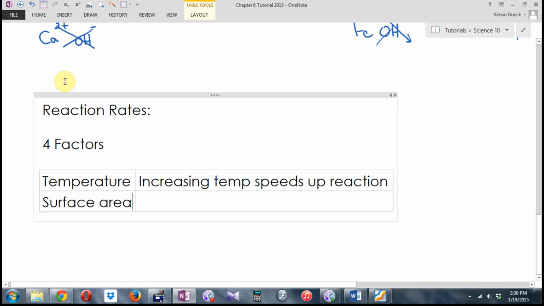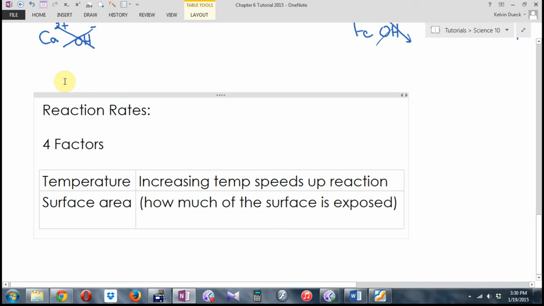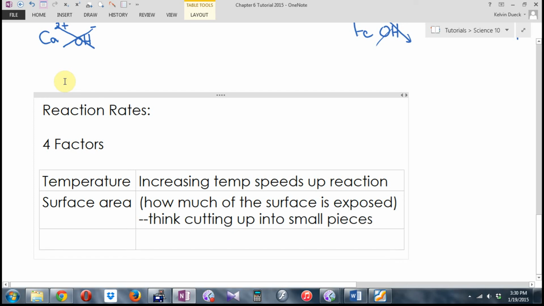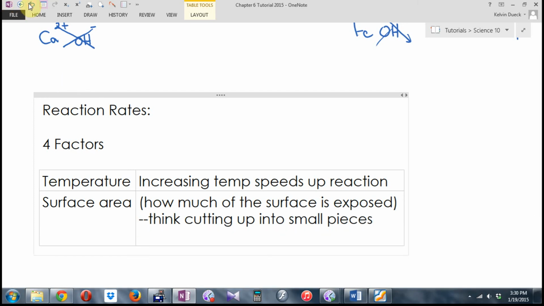Catalytic confusion. Surface area: how much of the surface is exposed? Really, what you want to think about is cutting up into small pieces, like kindling. Increasing surface, can I abbreviate surface area with SA? Yeah. Increases or decreases?